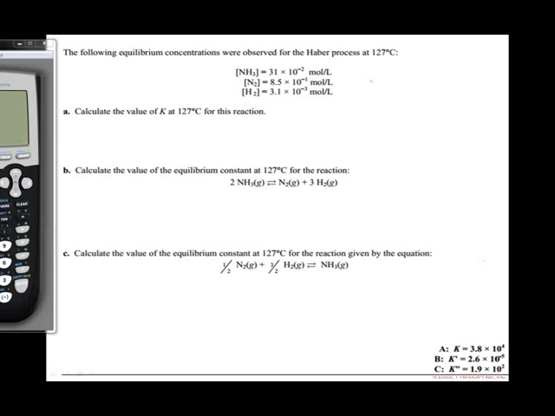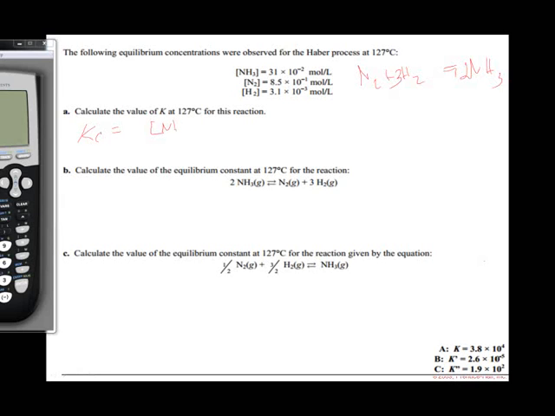So first we always have to write a balanced equation, right? So I have nitrogen and hydrogen gives me ammonia, because I know what the Haber process is now. I have to balance, so I need 2 of those, which means I'm going to need 3 of those. Okay, so when I write the equilibrium expression, it's going to be Kc is equal to the concentration.